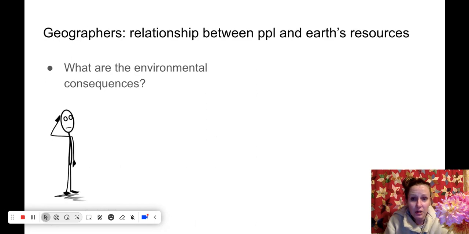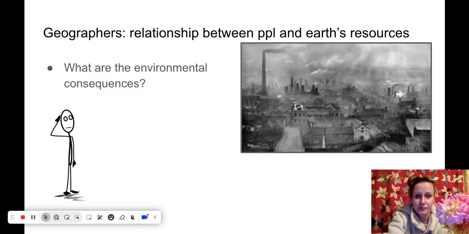So geographers will also study the relationship between people and the Earth's resources. So, what are the resources? Whether it's soil and the ground to fertilize crops, water and irrigation. Think of all the natural resources, coal, natural gas. Think of trees, right? All sorts of things like that. So, what are the environmental consequences of population?